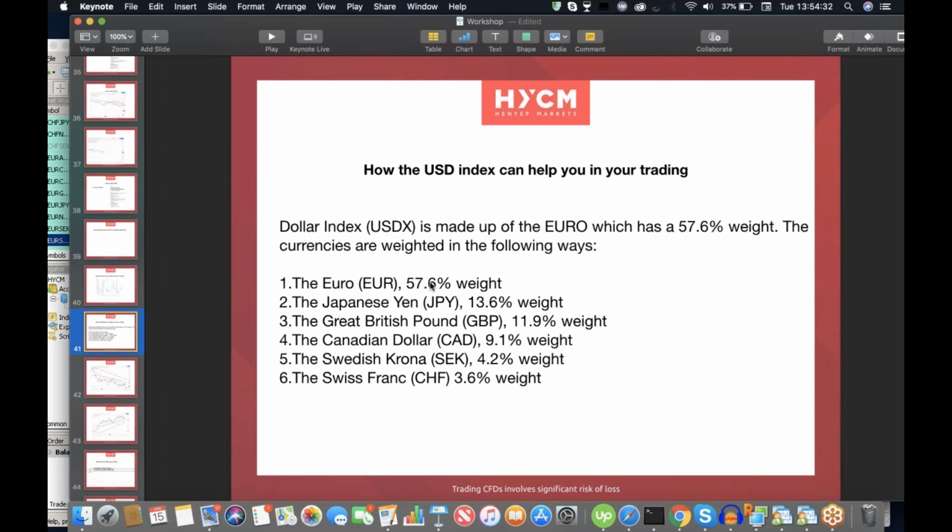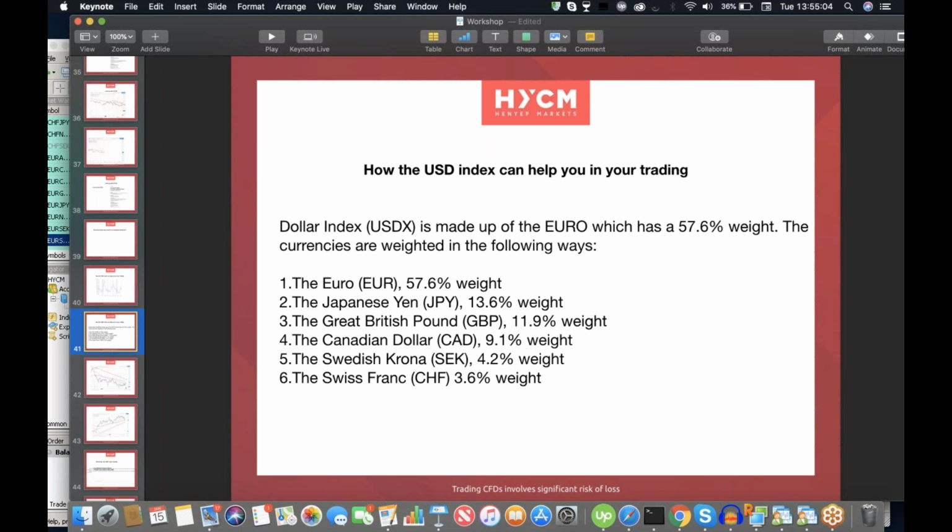So it's given a 57.6% weight to the euro. So you notice that's the biggest weighting. And then 13% plus to the yen, just under 12% for the pound, just under 10% for the Canadian dollar, just under 5% for the krona, and 3.5+% for the Swiss franc. Okay, so that is the way that it's weighted, and you'll see straight away that the US dollar index is weighted heavily in relation to the euro.